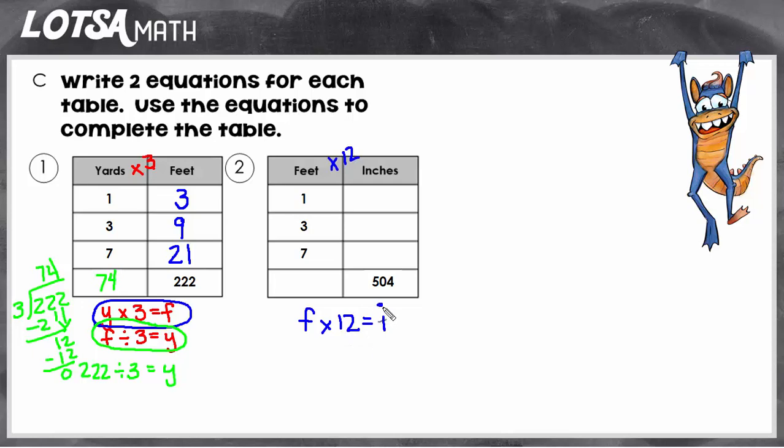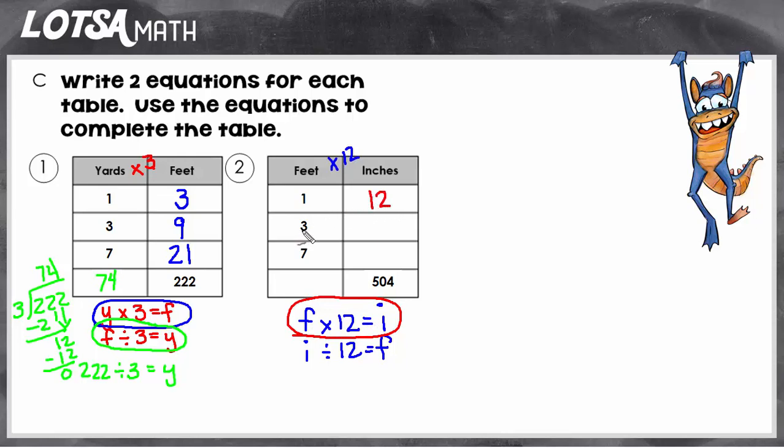Okay, and now I can write it the other way, backwards. I divided by 12 equals f, or inches divided by 12 equals feet. And now the directions say use these equations to help you figure out the answer. Well, in these 3 blanks, I'm going to want to use my first equation because my first equation is the one that ends with inches, and that's what I'm looking for, the inches. So then all I have to do is substitute the f for the numbers. So I'm going to substitute 1 for this f and get 1 times 12, which equals 12.